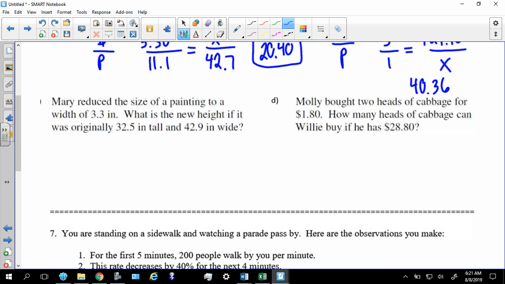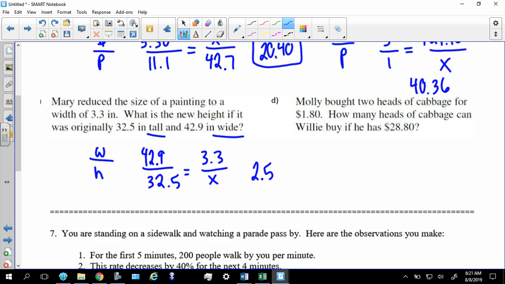Mary, what is the new height if it was originally 32 inches and wide? It's going to be width over height because it's how tall something is and how wide it is. Something's got to go first. I'm just going to put width. So 42.9 over 32.5 is equal to 3.3 over x. Cross multiply and solve. X is equal to 2.5 inches.